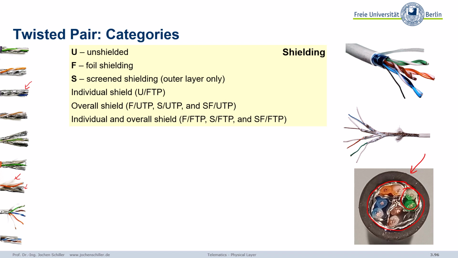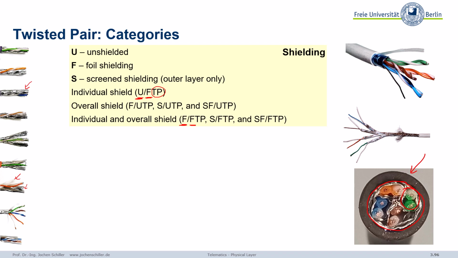So if you have only an individual shield, let's notate it like U, unshielded for the overall shield, but it's a foil sheeting for the individual twisted pair. So U/FTP means unshielded from the outside, but foil sheeting for all twisted pairs. Or you could have a foil all over plus a foil around each twisted pair. Or you can have screen shielding, braided, etc., etc.